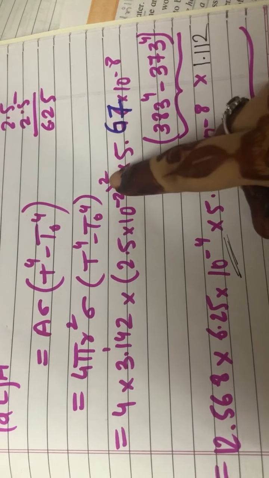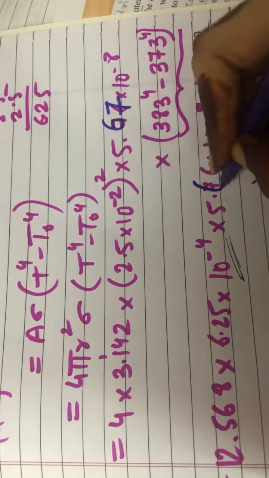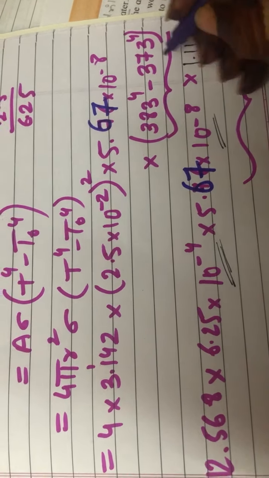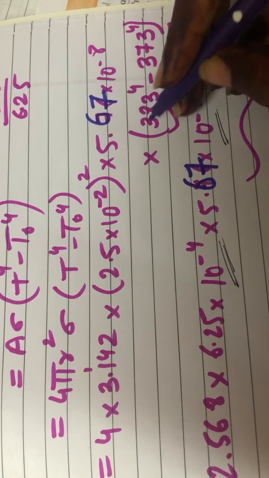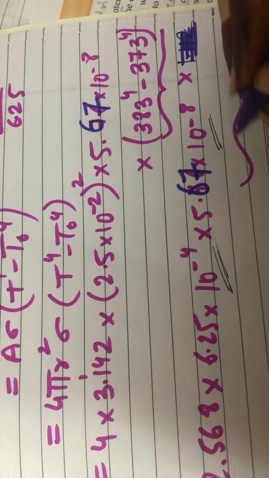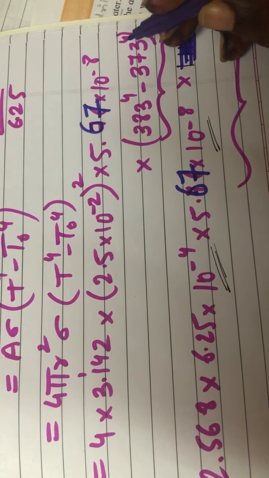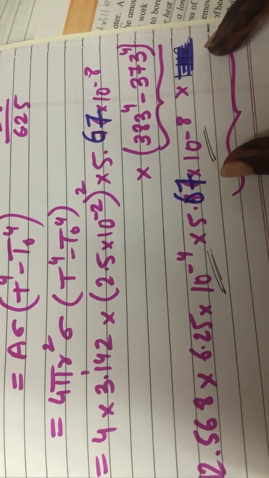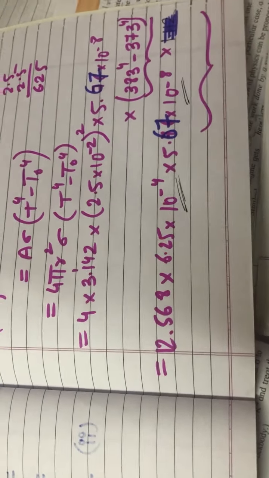into 10 raised to minus 2 squared, that is 10 raised to minus 4, into 5.67 into 10 raised to minus 8, and this is something wrong. We will be calculating this term separately, and then I'll put the value over here of this term, that is 383 raised to 4 minus 373 raised to 4. And whatever answer of this term comes, I'll be substituting that over here, and then after that we'll be calculating this whole term.